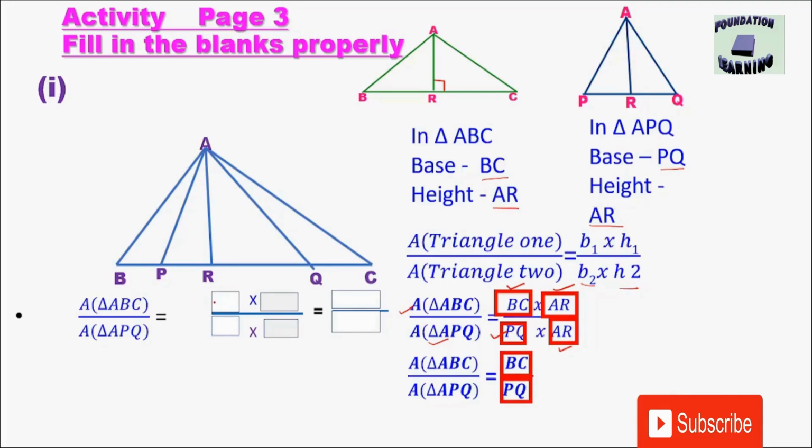So final answer, what will be the answer? BC into AR upon PQ into AR, and the answer will be BC upon PQ. See, I am doing it 2-3 times so that you'll understand it properly, and the second time I show it so that it is done neatly, because with my diagram, the drawings, the screen will look a little untidy.